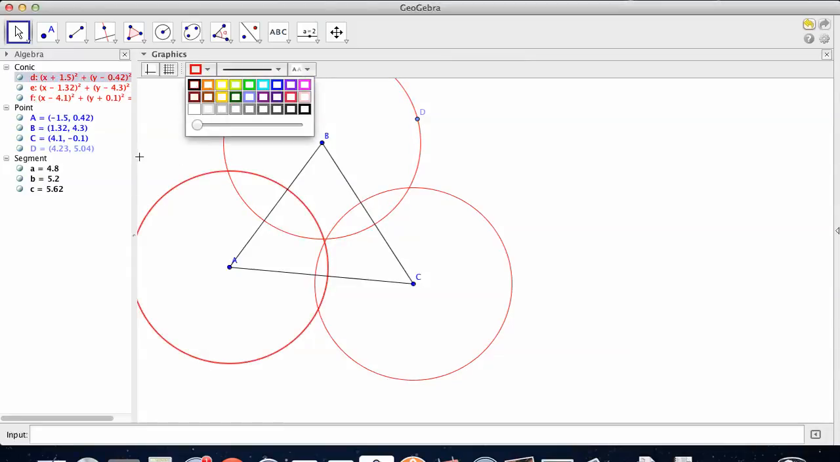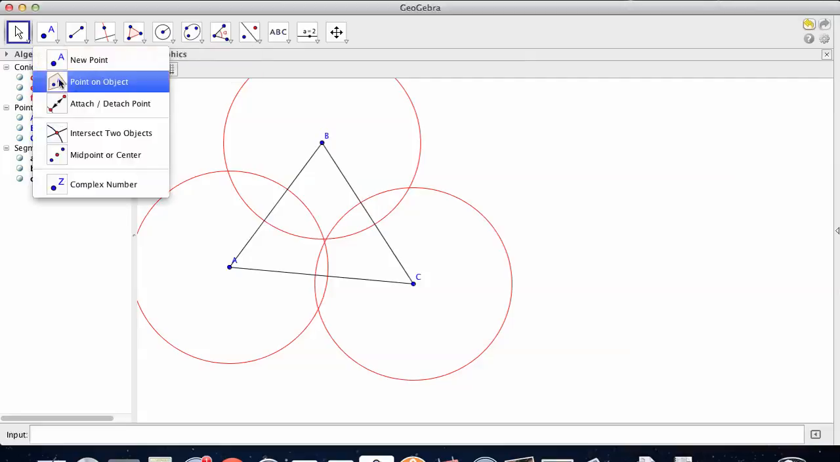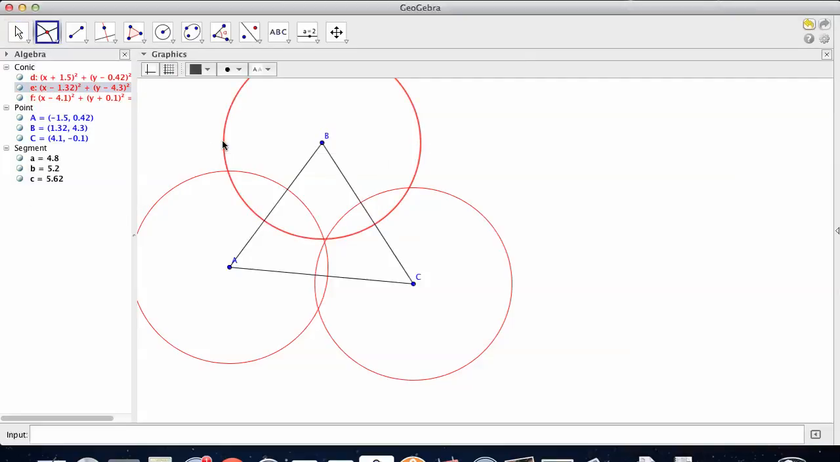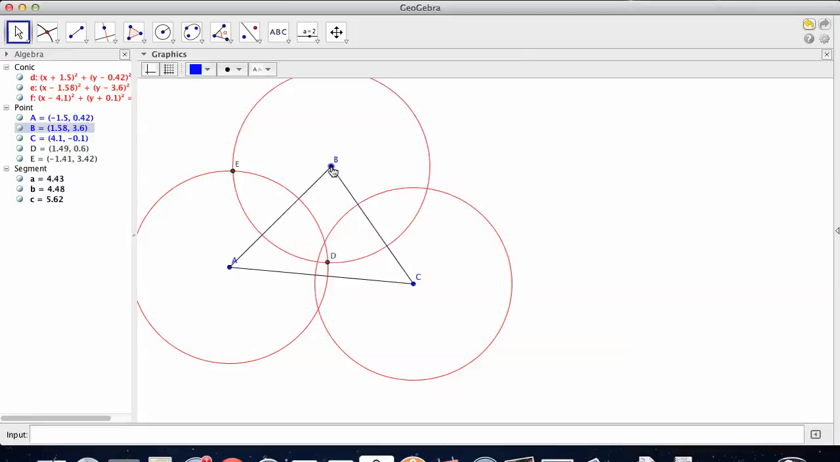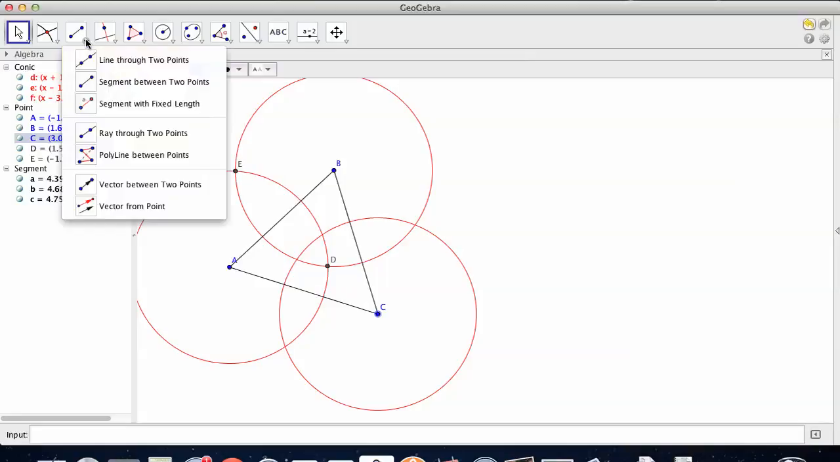All right. Now, we don't need point D. Find the intersection of all those circles. They intersect here and here. These two circles. So ED. I just want to move things around a little bit. Okay. So ED is an intersection.